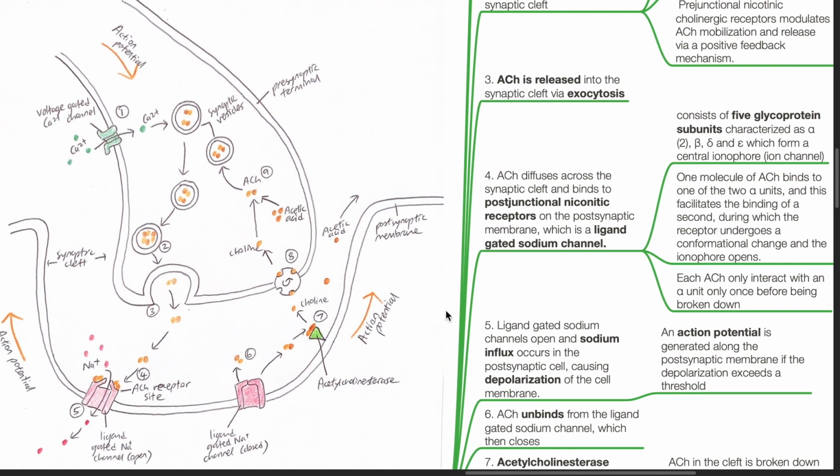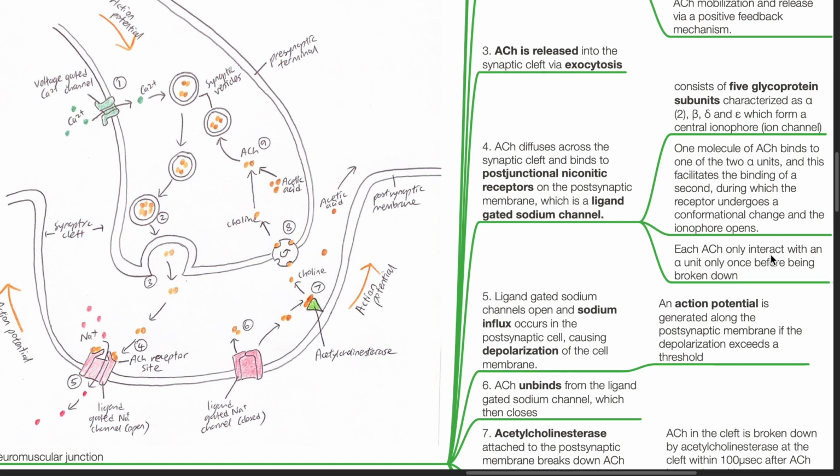This channel consists of 5 glycoprotein subunits characterized as 2 alpha, beta, delta, and epsilon, which form a central ionopore. One molecule of acetylcholine binds to one of the 2 alpha units, and this facilitates the binding of a second, during which the receptor undergoes a conformational change and the ionopore opens. Each acetylcholine only interacts with an alpha unit only once before being broken down.